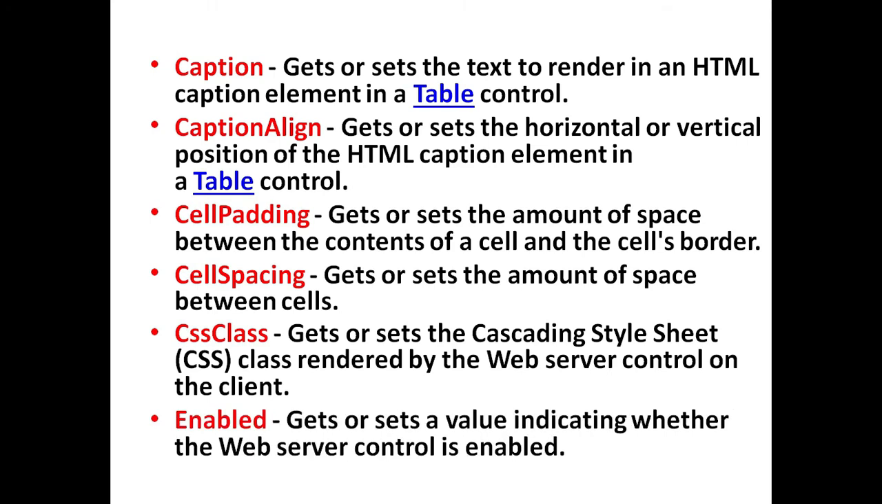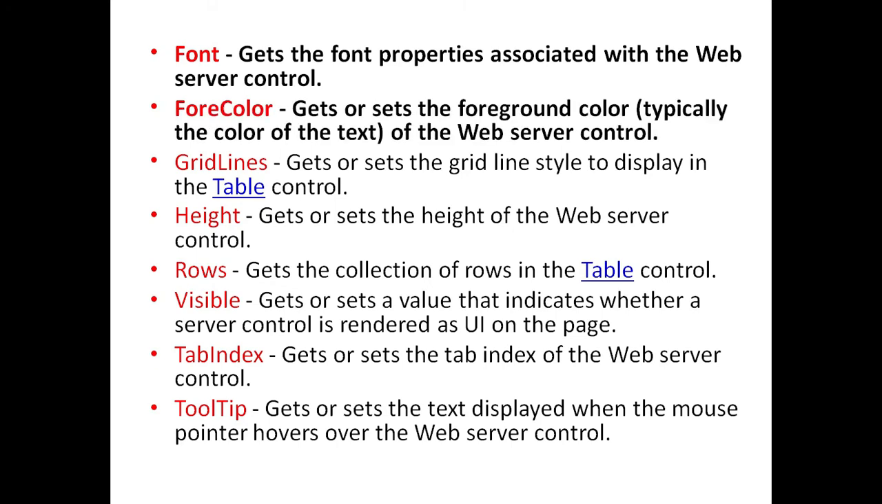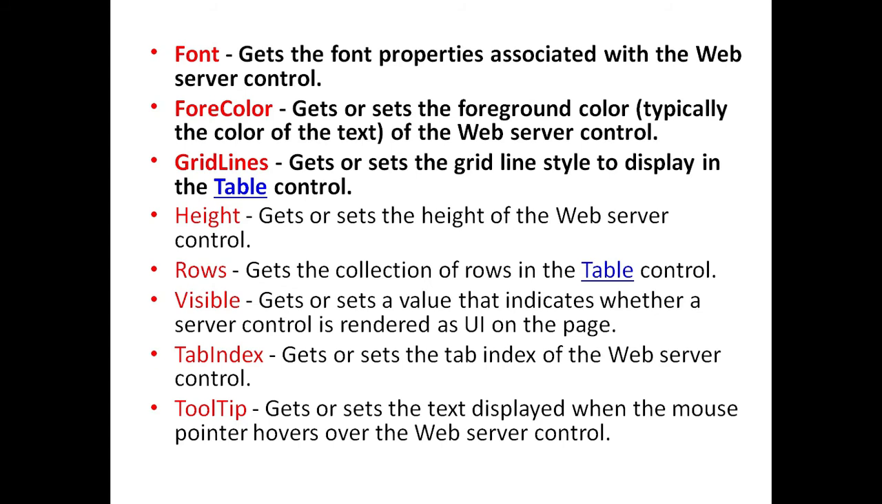Enabled property is used to get or set the value indicating whether the web server control is enabled. Font property is used to get the font properties associated with the web server control. ForeColor property is used to get or set the foreground color, that is the color of the text of the web server control. GridLines property is used to get or set the grid line style to display in the table control.